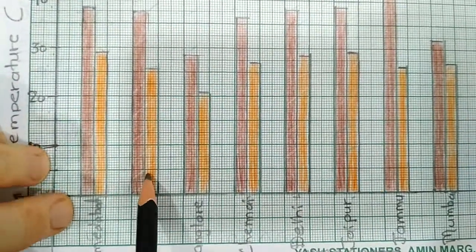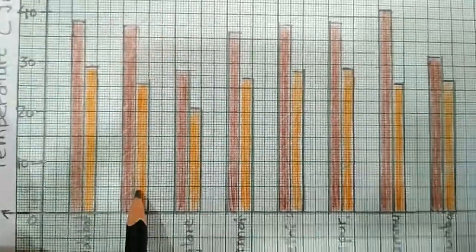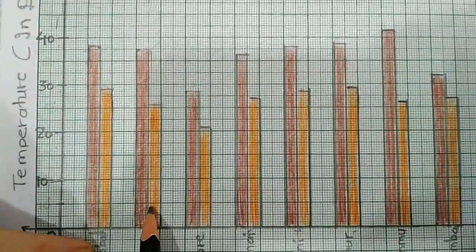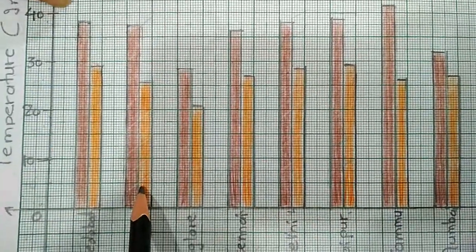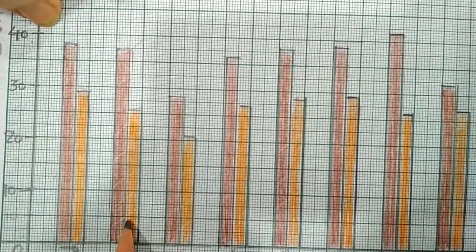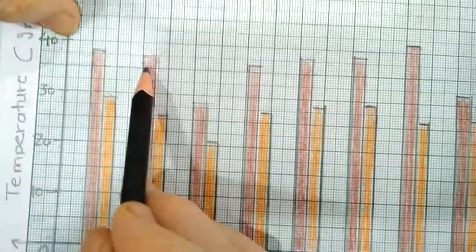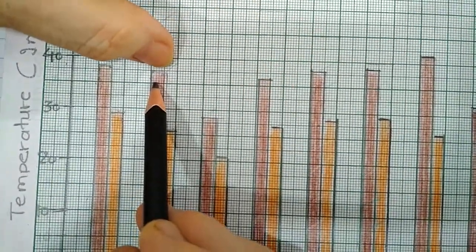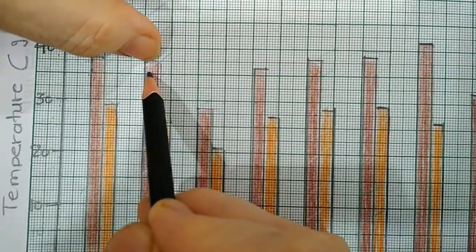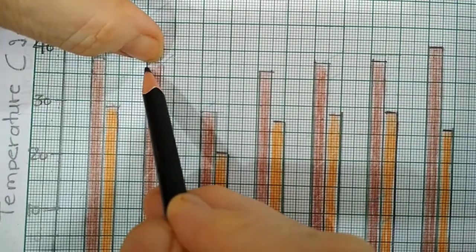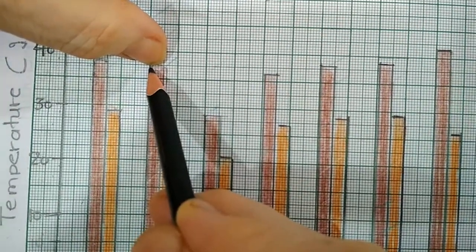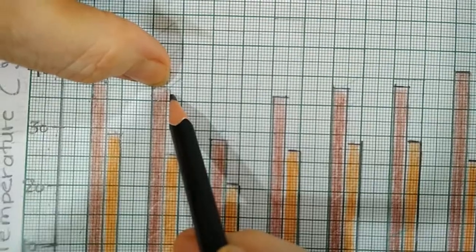Let us come to the next city, that is Amritsar. Maximum temperature of Amritsar is 37. So it is above 30 and below 40. So between 30 and 40 it is 35. Again we need 2 more degrees Celsius, that is 37. So we take 4 boxes above this 35 and this will make 37.